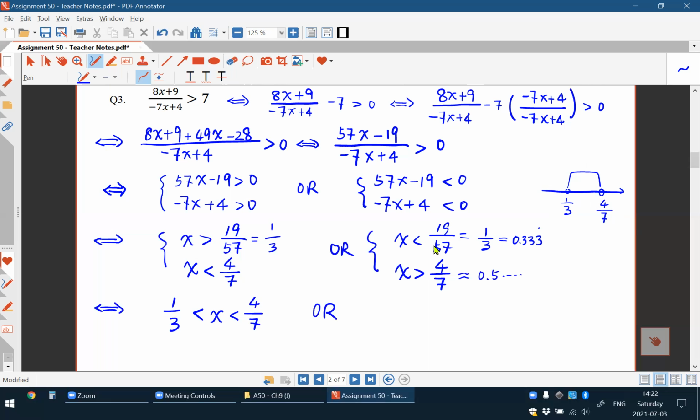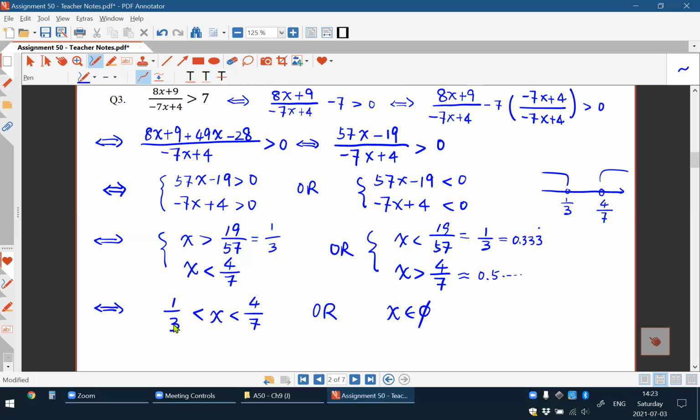So how about the second sub-question? It says x should be smaller than 1/3 and should be larger than 4/7. So considering the relative positions of these two numbers, there is no solution for the second sub-question, right?